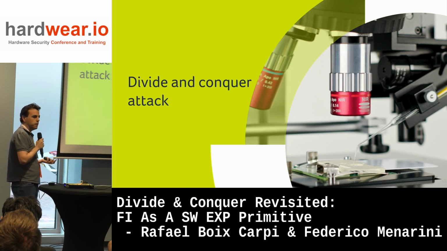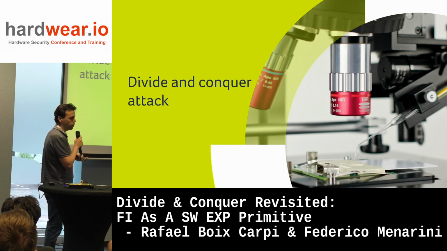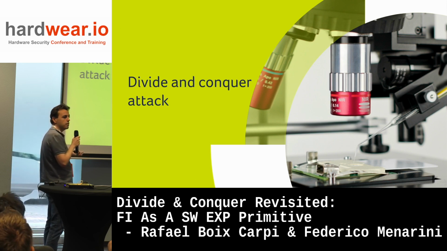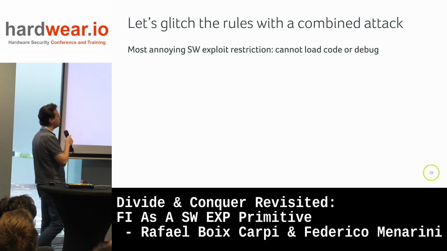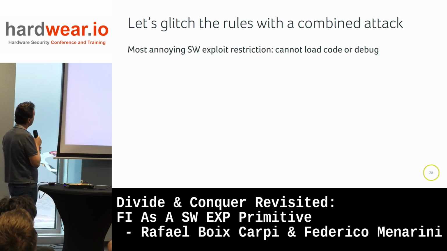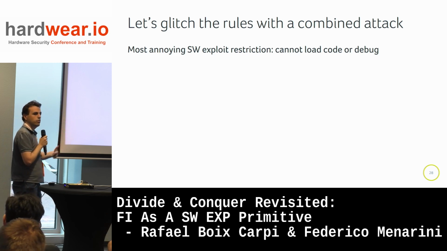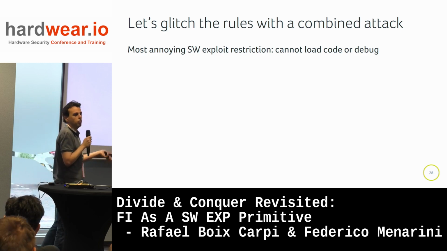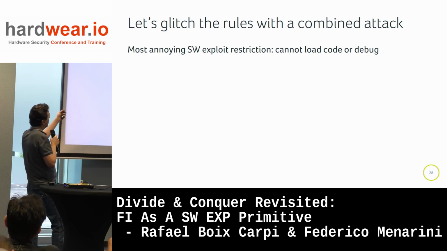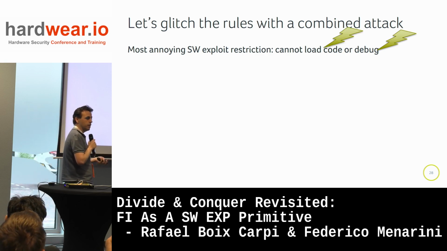Back to our attack. Let's see how this divide and conquer attack approach works. As I said, we want to see how we can abuse these glitching features for our software exploit attack. If we look at all the restrictions we have from a software point of view, the one that I find the worst is blind exploitation. I'm lazy, I want to at least put some code and see what happens. So if we cannot load code or we cannot debug, what do we do? Well, we start glitching, and we will craft an attack.